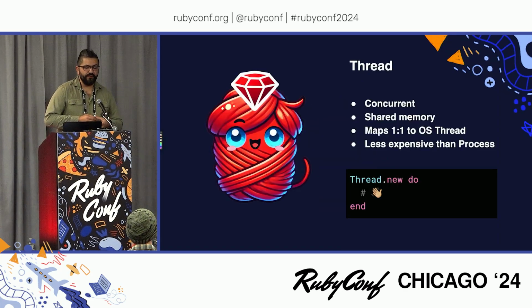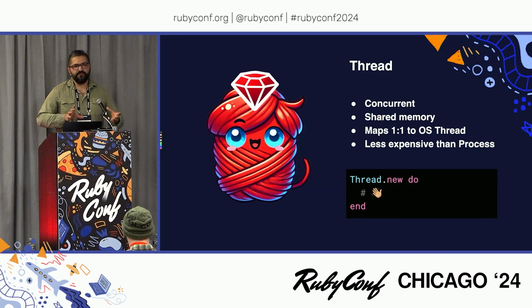So next we're going to talk about threads. Threads are purely concurrent, whereas processes are concurrent and parallel. Threads just have this concurrent concept. They operate in shared memory space, so they don't have to initialize a whole new block of memory every time. They can share the memory of their parent. They do allocate a little bit of memory, but nothing near what a process does. They map one-to-one for the most part with OS threads, and they're less expensive than a process.